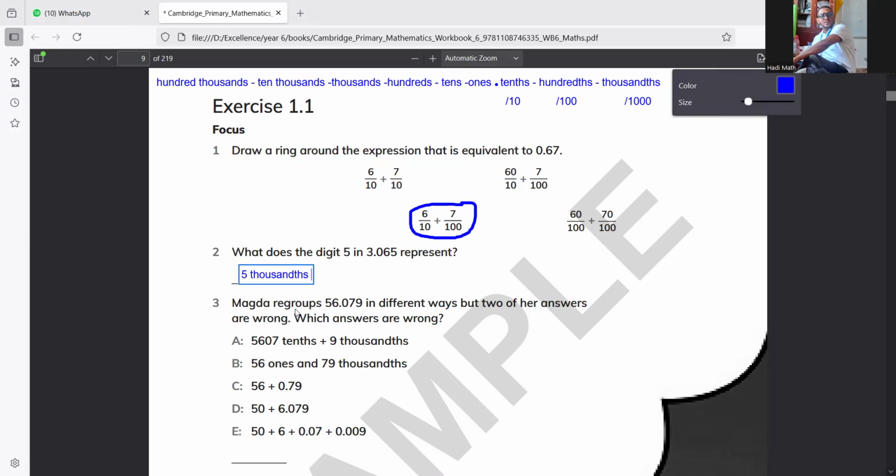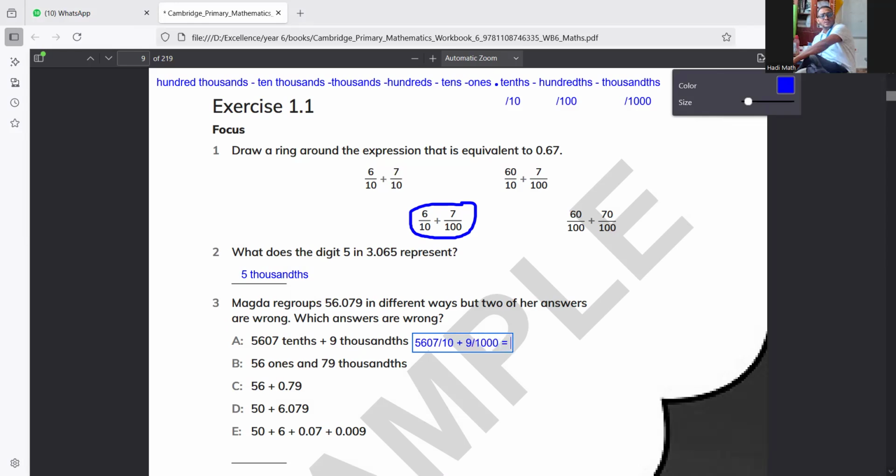Then they say Magdari grouped 5.079 in different ways, but 2 of her answers are wrong. Which answers are wrong? Before you go, let's see the first one. When we say 5,607 tenths, and I've told you before, tenths means this number divided by 10, plus 9 thousandths. It means 9 divided by 1,000.